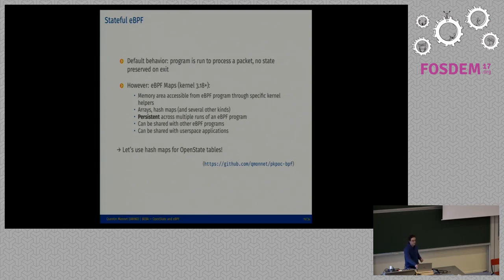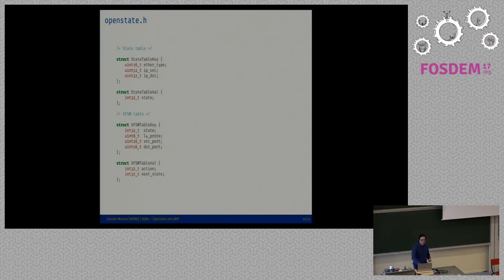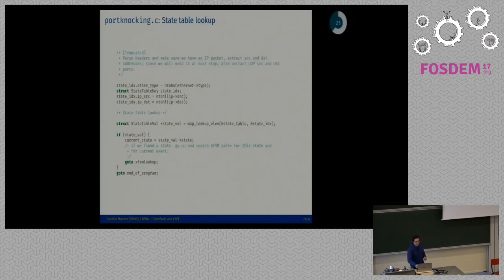The code corresponding to this is on GitHub, if you want to have a look at it in more detail. I use the first file, which is my header file, openstate.h, in which I have the key and value structures for the state tables. I'm using ether type, IP source, and IP destination, and my state table will return a value for the current state of this flow. I also have the XFSM table below, so I will match on the properties I want for the event, and also the state I got from the first table. And then this second table will return both an action to perform on the packet and the next state to update the first table.